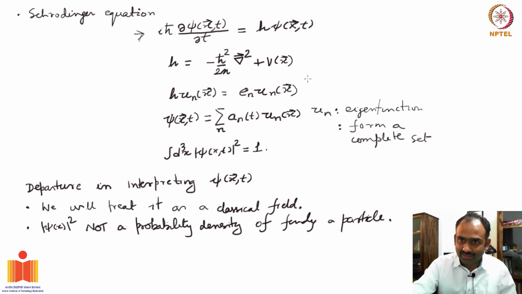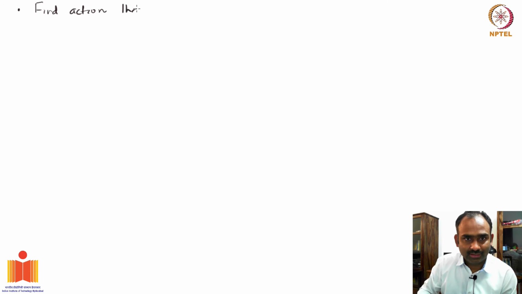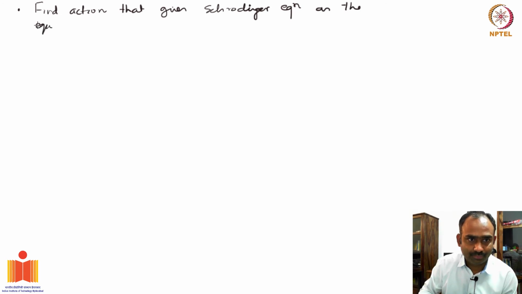That's what it means to specify a system. So let's do that. The goal now is to write down the action which will give this as the equation of motion. So let's see. Here is the goal: I am searching for an action of a system that gives the Schrodinger equation as the equation of motion. That's what we want to do.